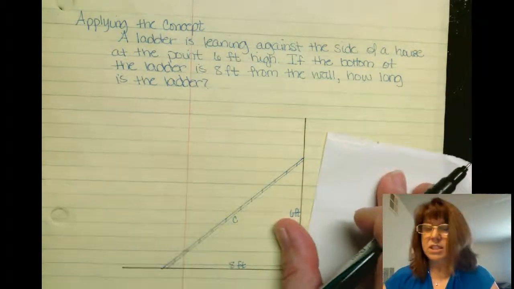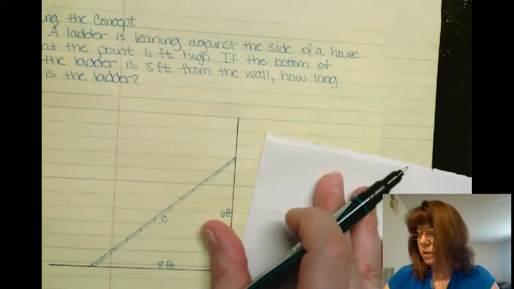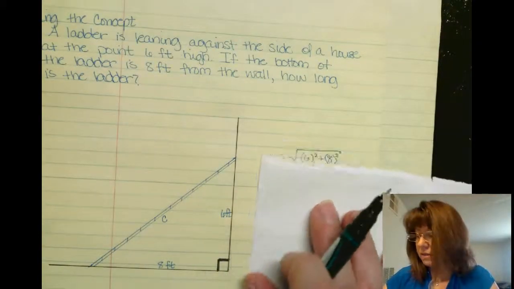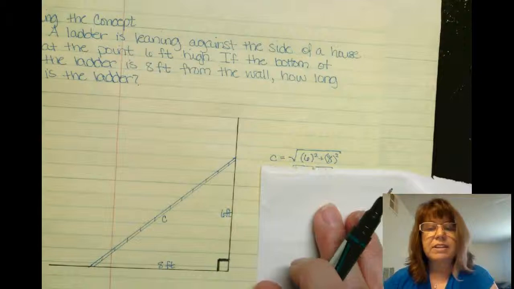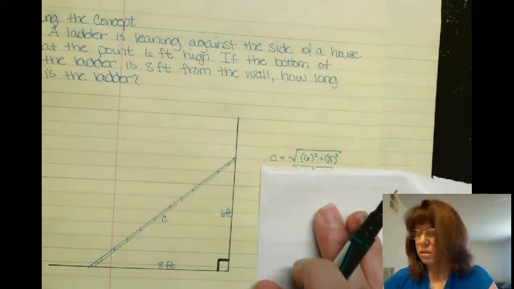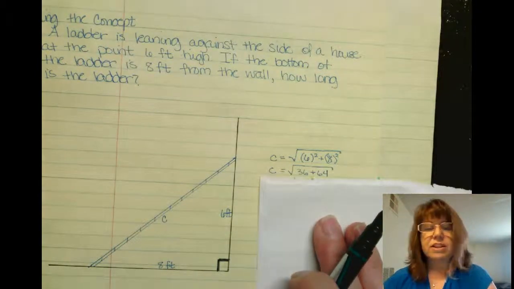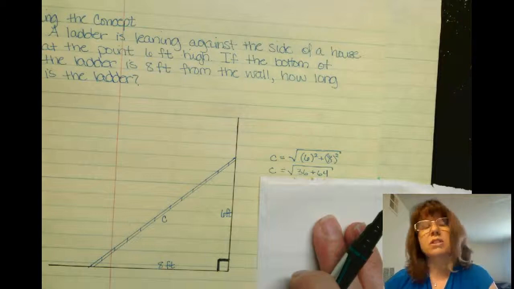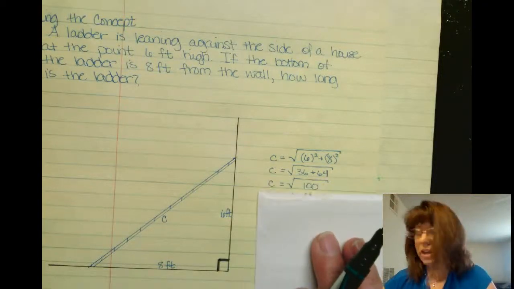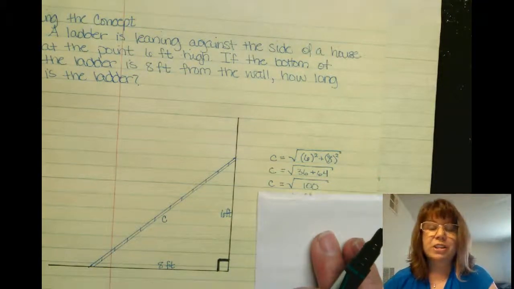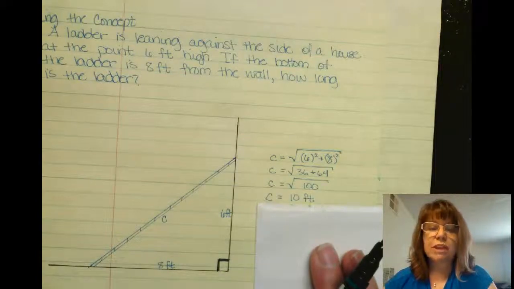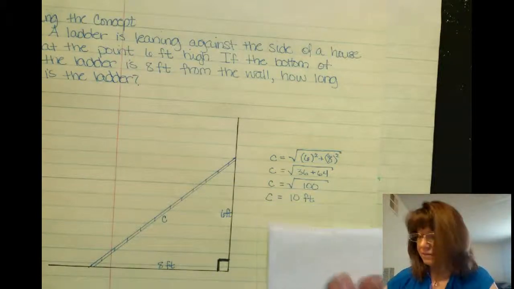So c squared equals a squared plus b squared would work perfectly fine. We're going to plug in our information. So c equals the square root of 6 squared plus 8 squared. Well, 6 squared is 36. 8 squared is 64. 36 plus 64 is 100. Square root of 100? 10. So our ladder is 10 feet in length.